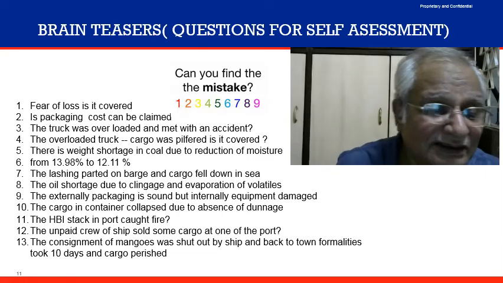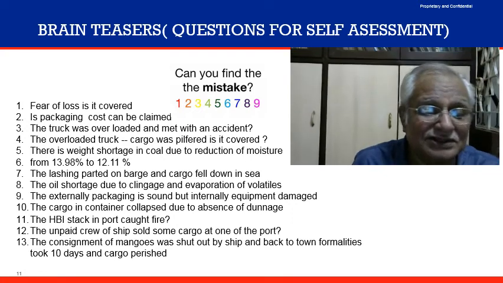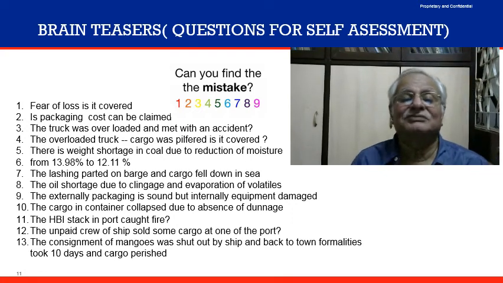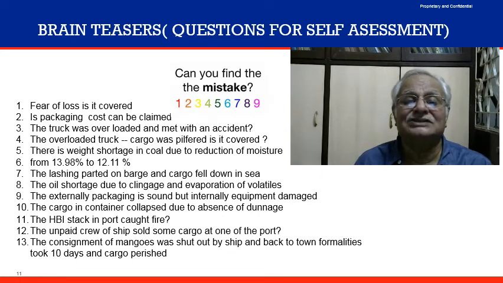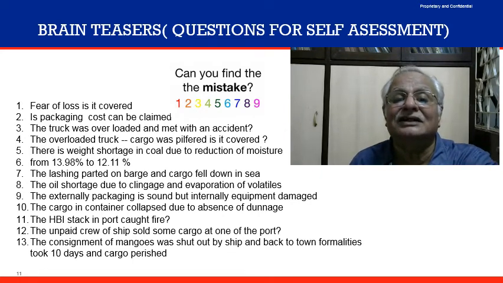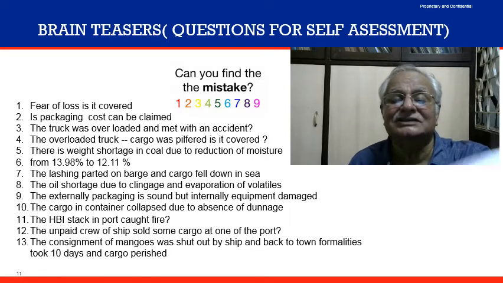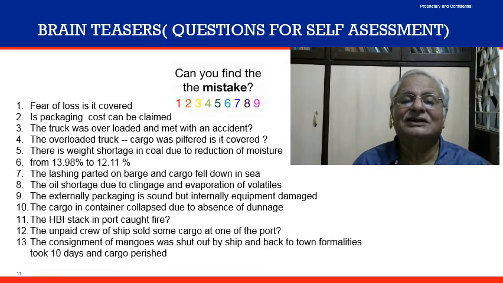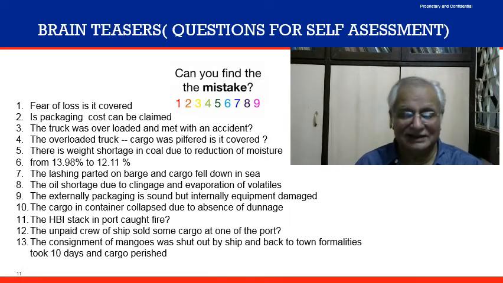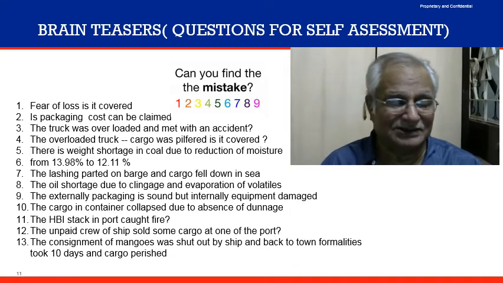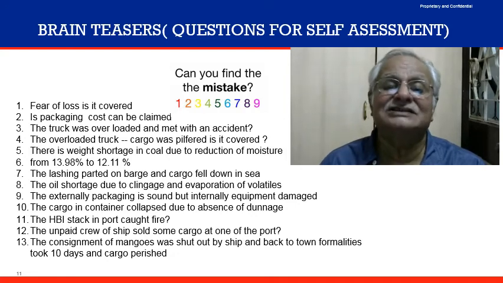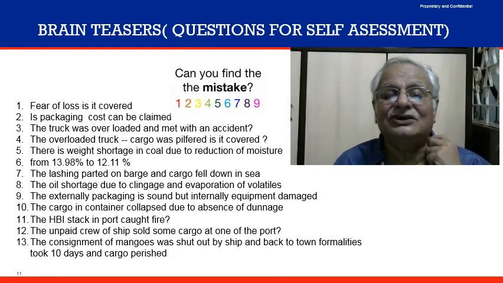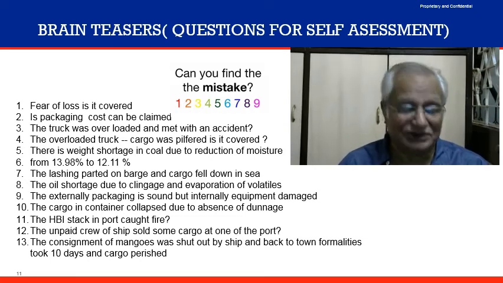The next is, there is a waste shortage in coal due to reduction in moisture from 13% to 12%. Now, this is a natural loss, which is not covered under any type of policy. It is the evaporation of moisture. No actual loss has taken place. It is not covered under the policy because it is the inherent nature of coal to evaporate. The moisture original was 13%, now it is reduced, say, from 13.98% to 12.11%. So the difference is evaporation, which is not a physical loss, and they cannot claim a waste shortage on that basis.